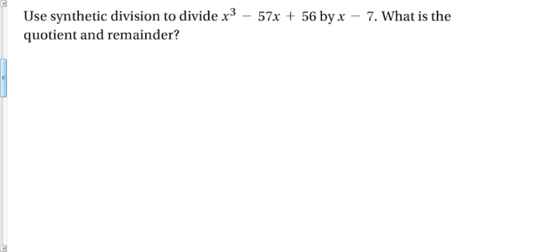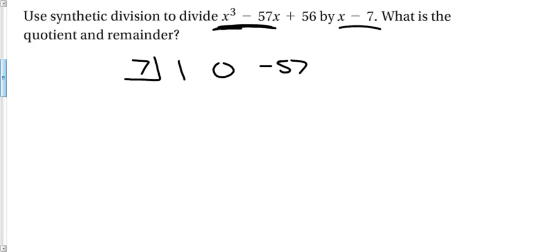Okay. So I'm going to divide by x minus 7, which means that I put a positive 7 in this little box over on the left. Put the coefficients. 1. There is no x squared. If you look at this problem, there is no x squared, which means you need to put a 0 for x squared. Minus 57 plus 56. Put a line, and now I'm ready to start.